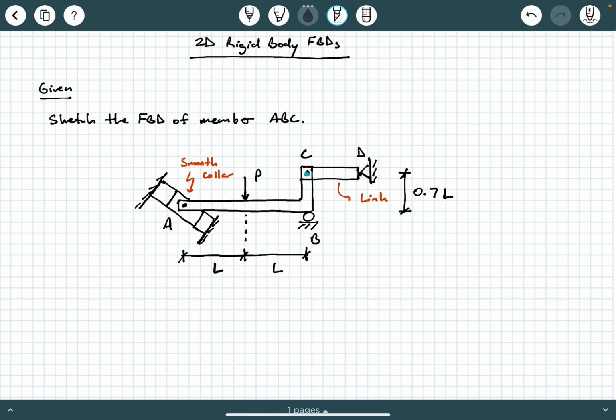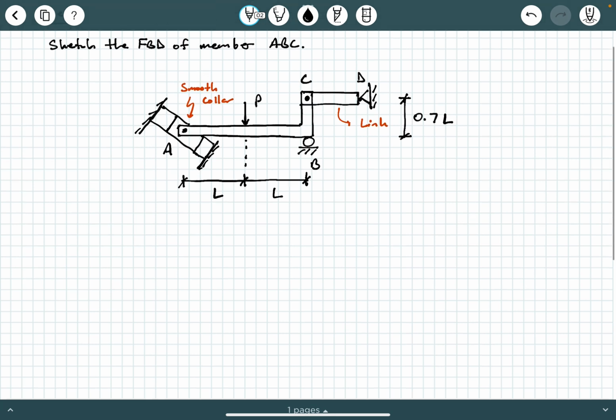And point C is another smooth pin, which is connecting the L-shaped member to a short link CD, that is then finally pin connected to a point D. But again, what we're really interested in is this inverted L shape, okay? So let's go ahead and sketch that out.